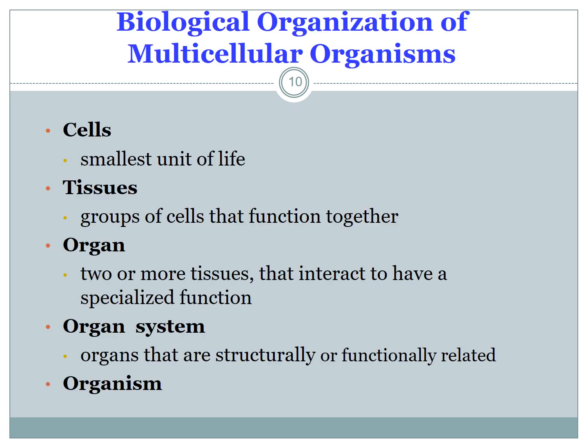Let's look at the biological organization of multicellular organisms. Cells are the smallest unit of life. This is the smallest entity that can be considered to be living. Tissues are where groups of cells function together. Organs consist of two or more tissues that interact together and have a specialized function. Organ systems consist of organs that are structurally or functionally related. Organ systems combine to make up the entire organism.